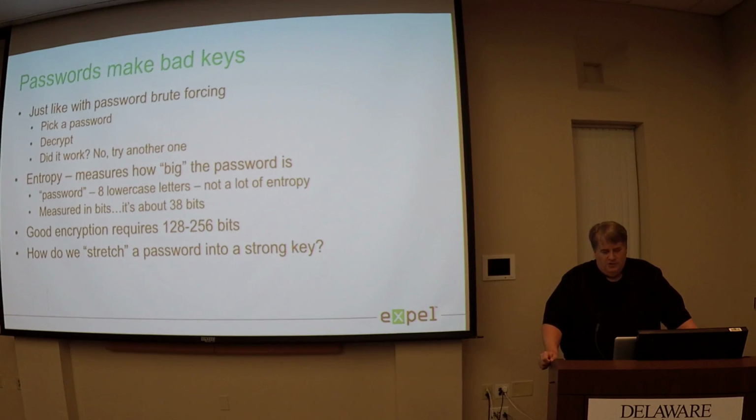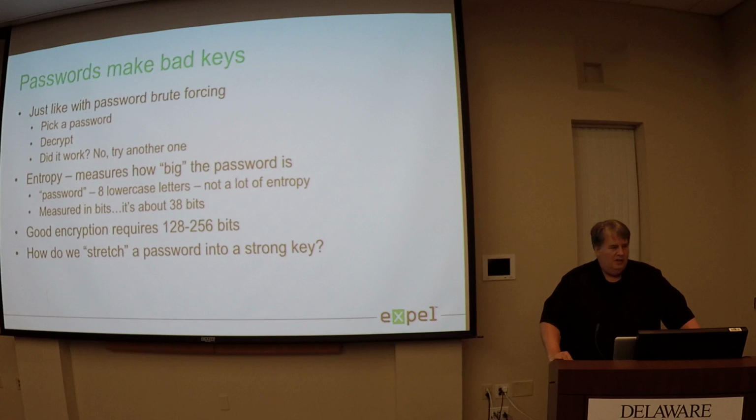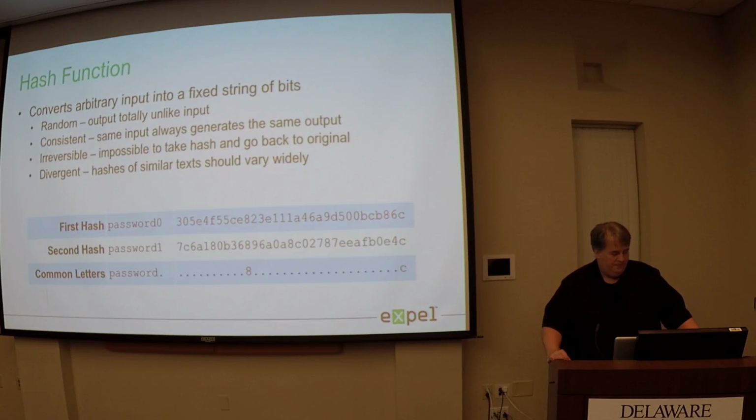A way that we measure how safe a password is, is through entropy. In this case, it's, for example, the word password, which is just 8 lowercase letters. If you assume that they're only coming from the alphabet of lowercase letters, it works out to about 38 bits of entropy. Not a whole lot. A good encryption key should really be about 128 to 256 bits of entropy. So you can see the word password, all lowercase letters, is just no good.